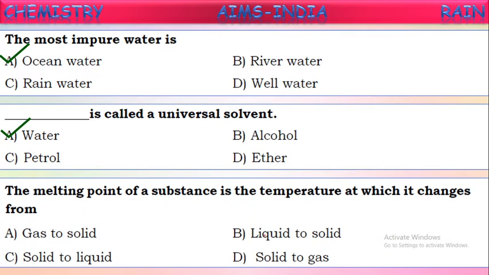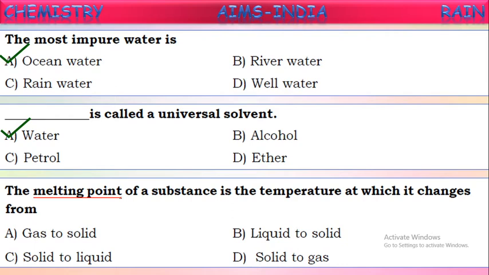The melting point of a substance is the temperature at which it changes from dash to dash. What is the meaning of melting point here? The temperature at which a solid substance converts into liquid state is called melting point. Melting is the conversion of solid into liquid. Melting point means the temperature at which a solid starts converting into liquid state.